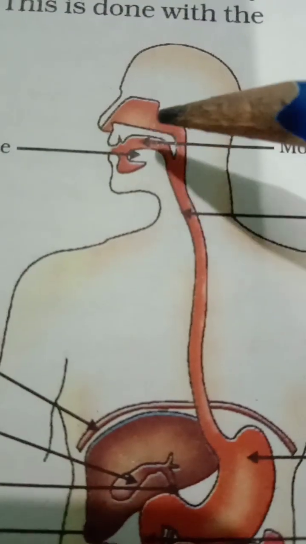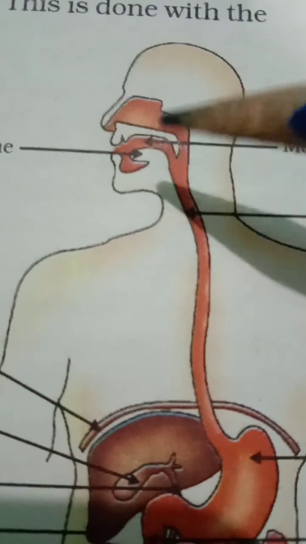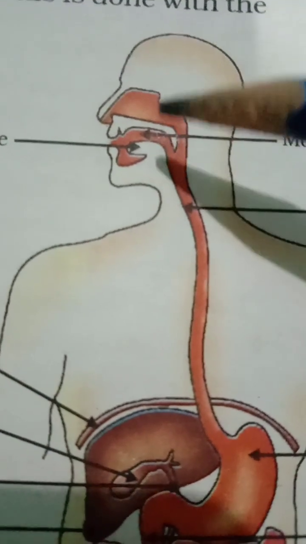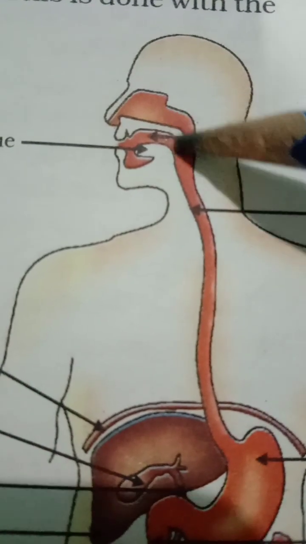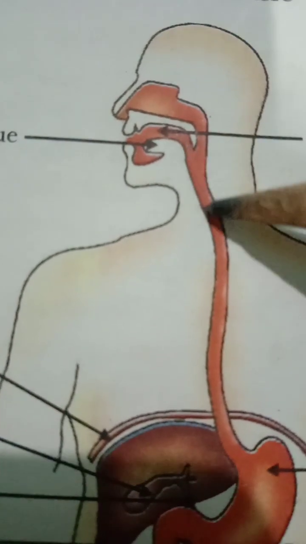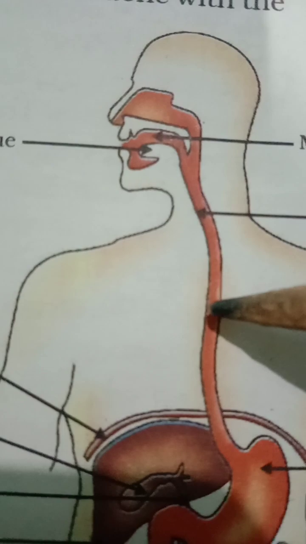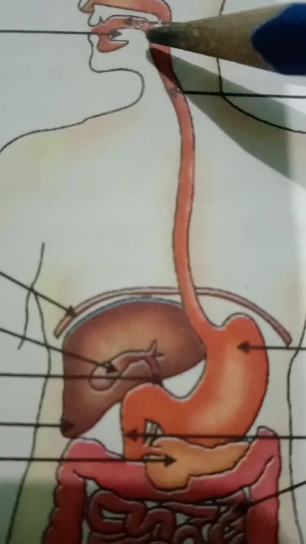Now the food, in which the digestion of starch or carbohydrate has started, enters into the food pipe, that is the esophagus. So now it is called bolus. The food material which enters the food pipe is called bolus. Now this bolus enters into the stomach, right?